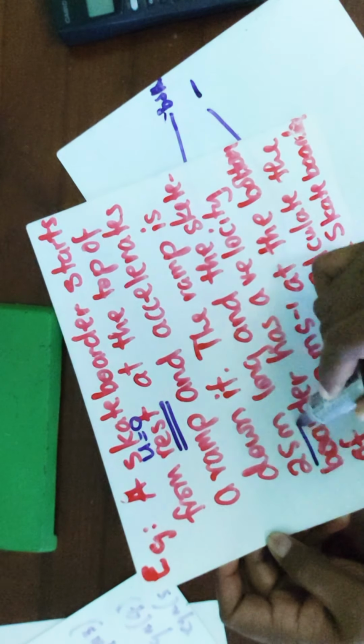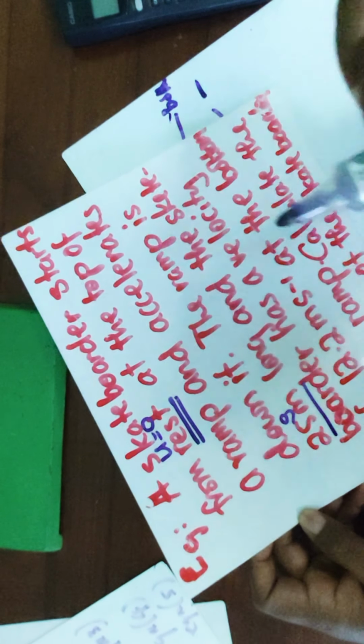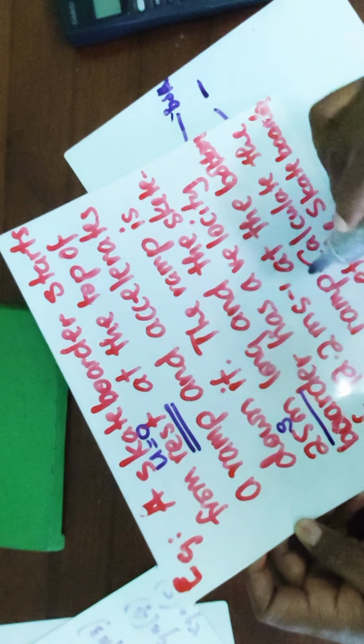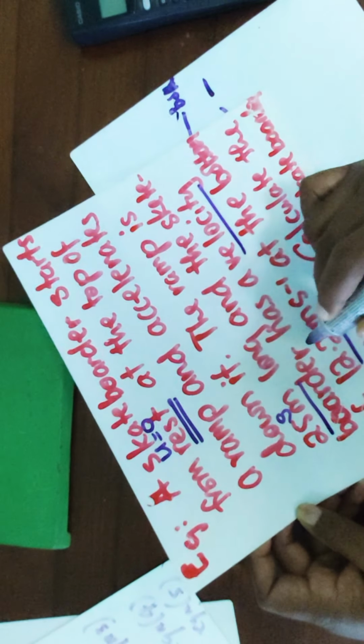The ramp is 25 meters long. That gives us the length, so that's the displacement covered. And the skateboarder has a velocity of 12.2 meters per second.